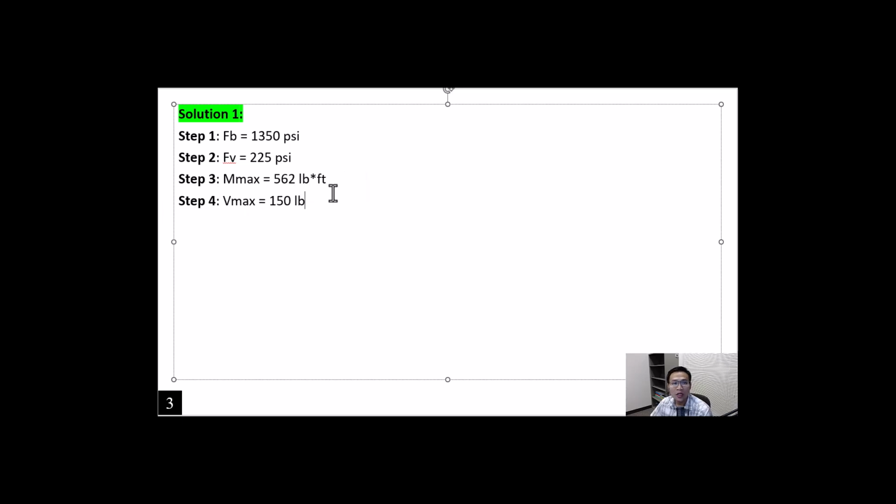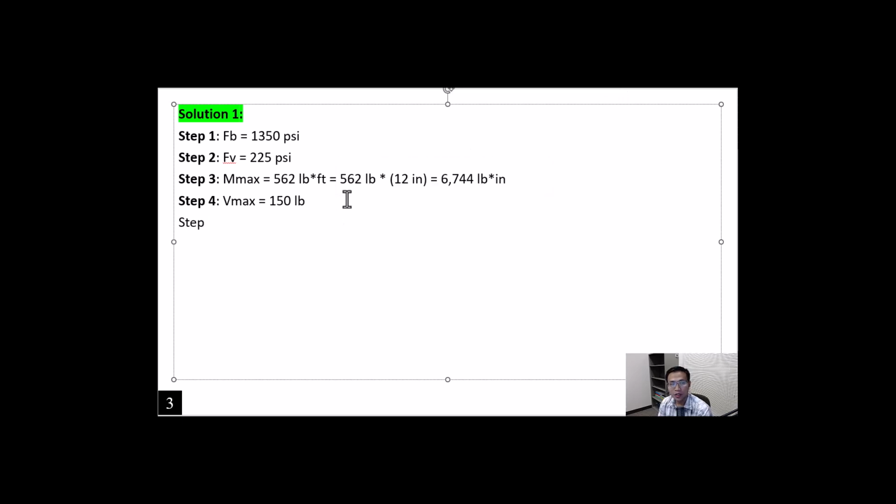And similar to what we did in steel checking, because this one is psi, which means pound per square inch, while this one is in feet, we need to convert this to inches. So 562 pound feet multiplied by 12 inches per foot. So I'm going to have 562 multiplied by 12, I have 6744 pound inch.